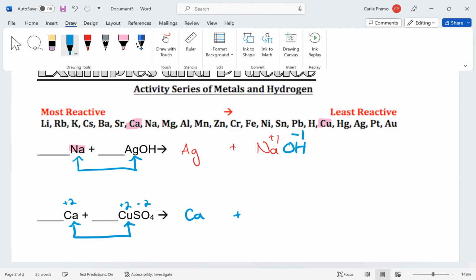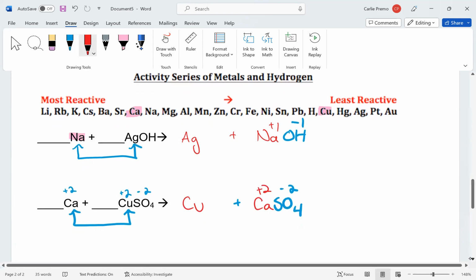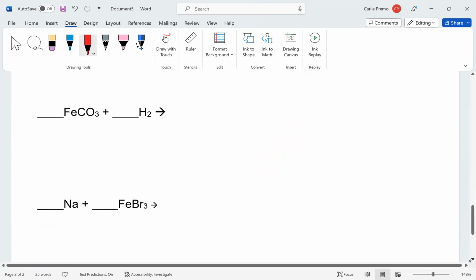Not calcium, copper ends up alone. And calcium ends up with sulfate. Both of those have a 2 charge. So our formulas look pretty much the same. This also ends up as balanced. Okay, next 2 examples. Again, feel free to pause if you would like to try on your own before I go over the answers.